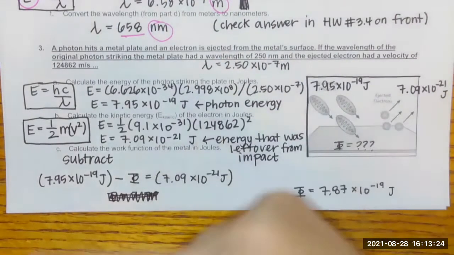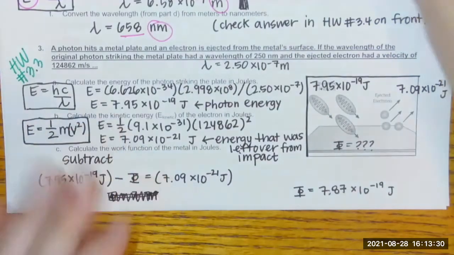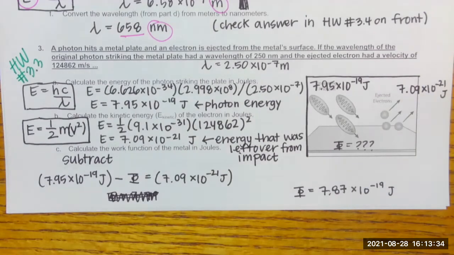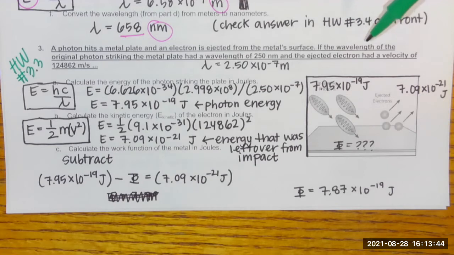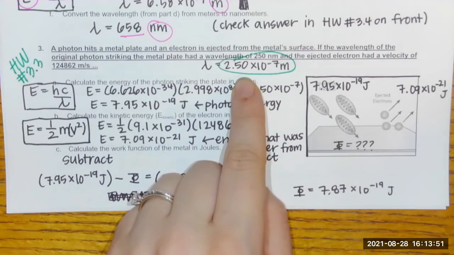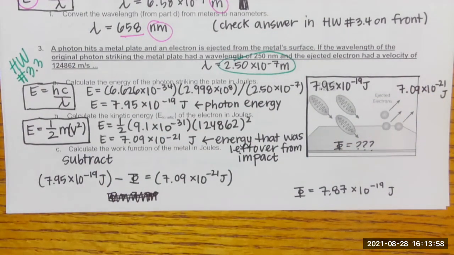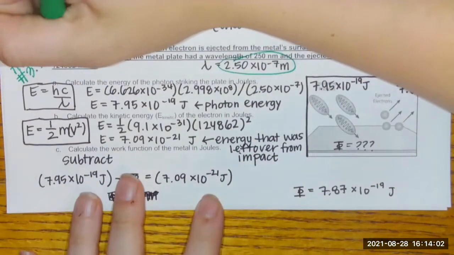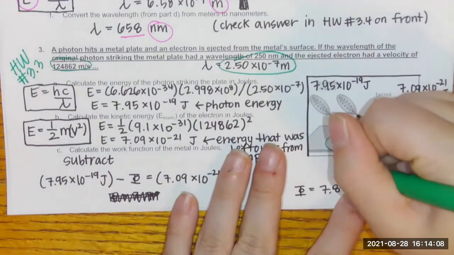Okay, the next one, number 3, is this whole problem. You can get extra practice if you go back and do homework 3.3. A photon hits a metal plate and an electron is ejected from the metal surface. If the original photon had a wavelength of 250 nanometers, which I just immediately converted, and the ejected electron had a velocity of this, the problem is kind of different because normally you're finding the velocity, but it actually is giving you the velocity, and you're going to have to work backwards and find what the work function is.